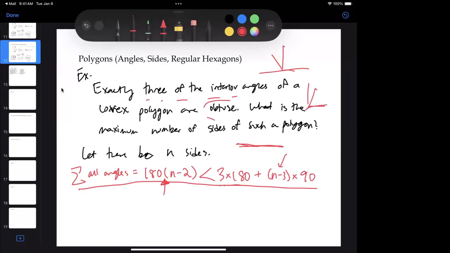So that means the sum of all the angles has to be strictly less than this sum. And this inequality is necessary and sufficient. It's necessary because of what I just explained, and it's sufficient because there are no other requirements, right? So if we solve this inequality, what do we get?